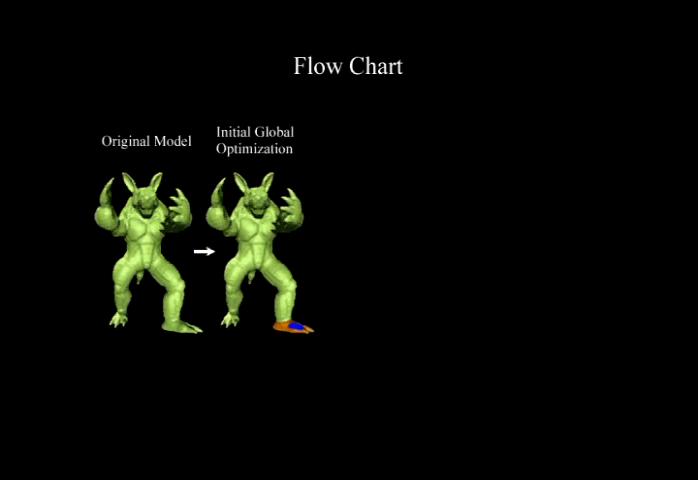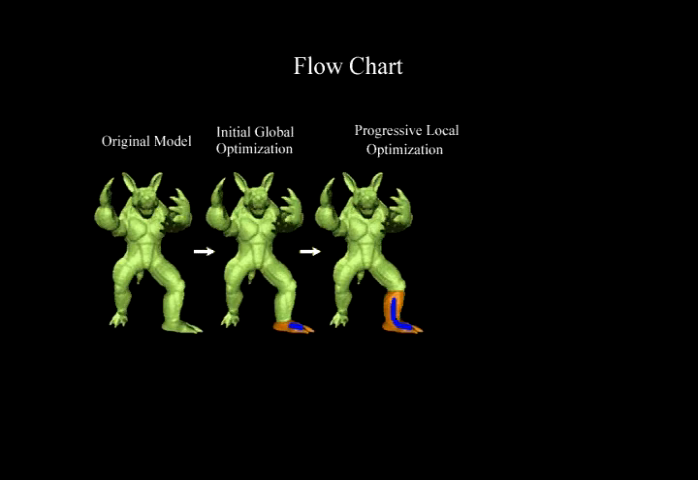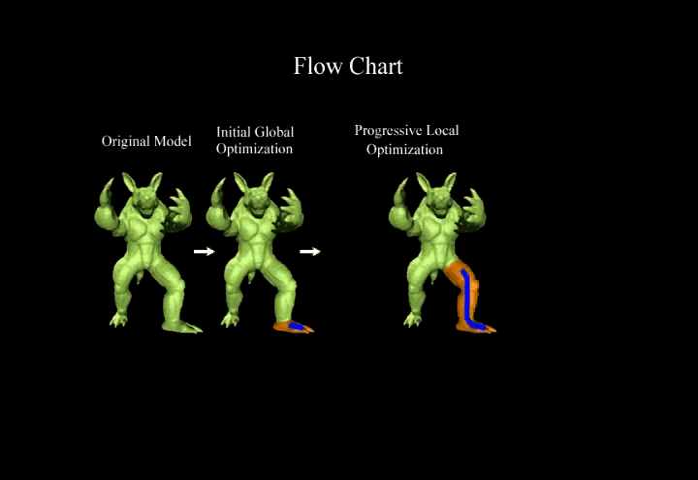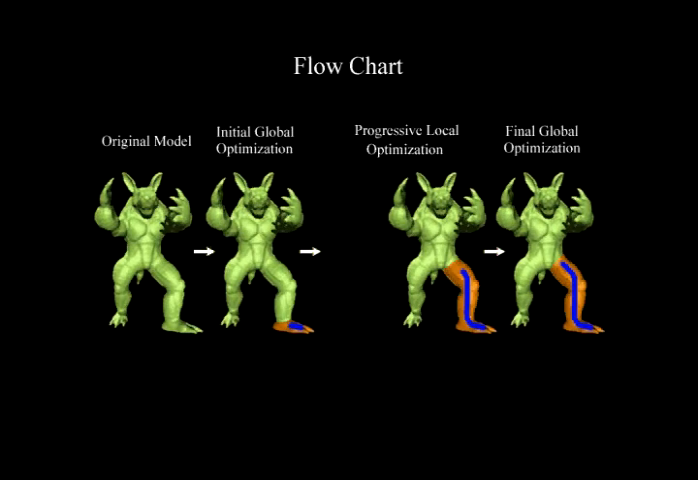An initial global optimization is triggered to get a foreground region when the user starts to paint the brush. Then local optimization is performed continuously to expand the foreground when the user drags the mouse. After the user releases the mouse, a final global optimization is triggered to get the final cutting result.